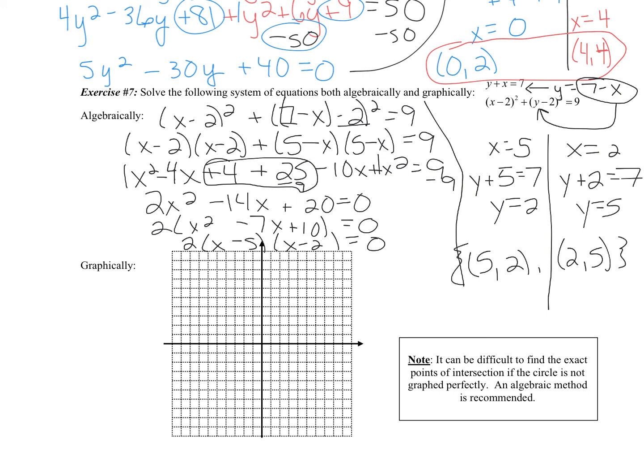So looking at this one graphically, we'll start with a line. I'm just going to rewrite the line down here so we can see it a little better. So I have y plus x equals 7. So if I solve for y, I subtract the x. I'm going to write negative x plus 7. That's just going to make it a little easier to graph. So we'll graph that one first. So y-intercept of 7, and we have down 1 over 1. So there's my line.